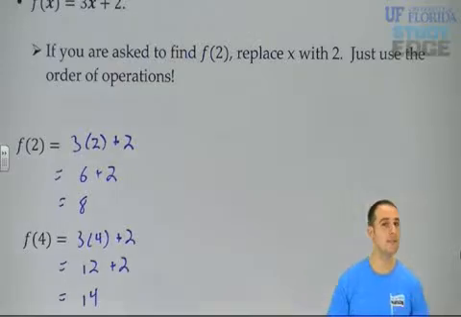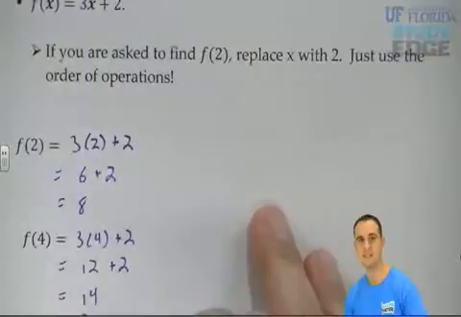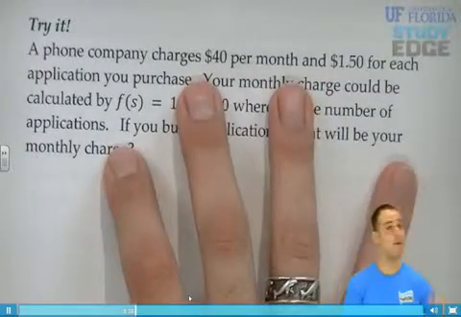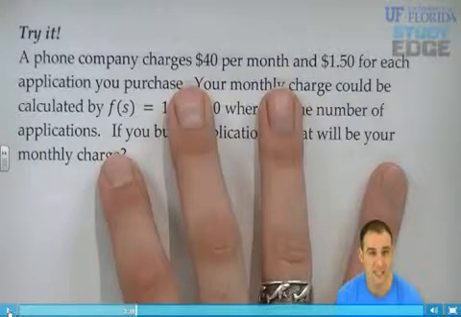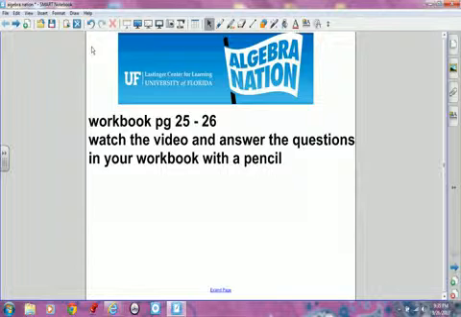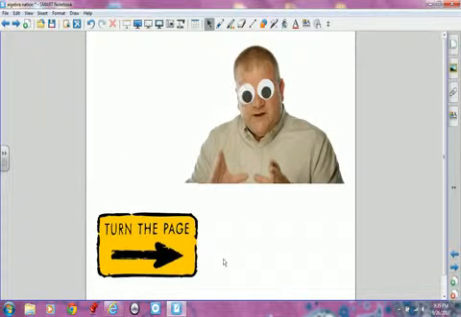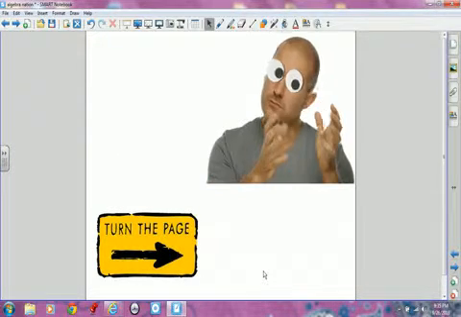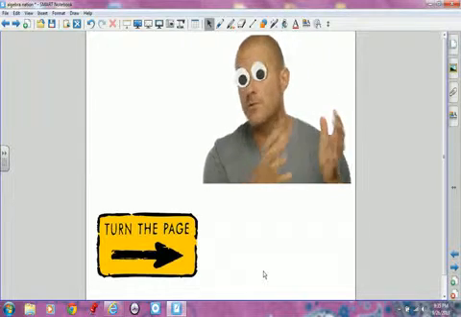So now we have the function notation, but we got to introduce some problems now that have words. I believe you call them word problems. They won't be much of a problem though if you understand the words. Let's go ahead and see this question, and I want you to try it. This would be your reminder, ding, to turn the page in your workbook.